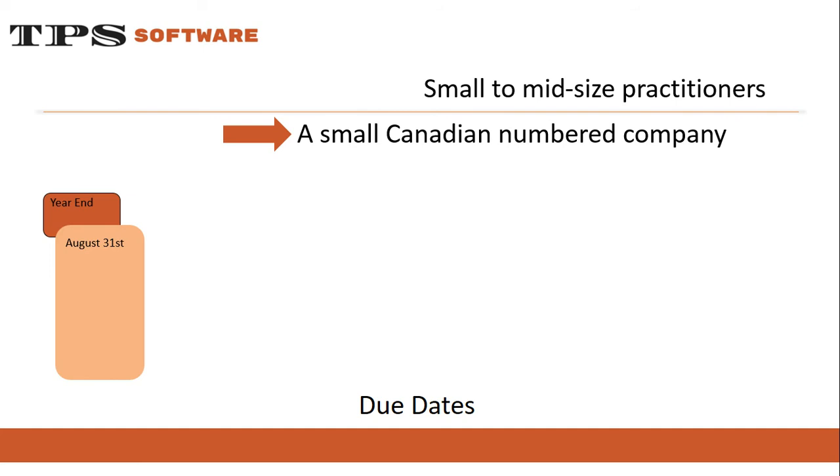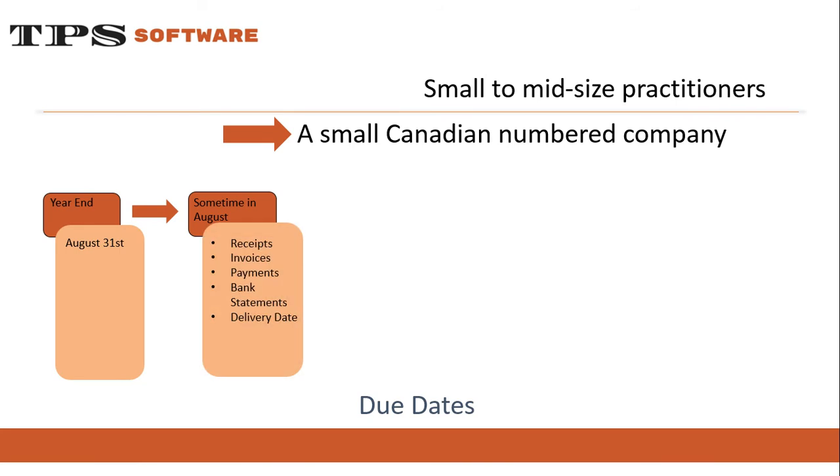In Canada, an August 31st corporation needs to file a return within 6 months. So that's the end of February. If taxes are owed, then the payment is due within 3 months, which would be November 30th. But we'll presume this client will have no taxes due. So that means to the accountant that sometime in August, he has to notify the client that their year end is approaching and remind them of all the documents that are needed, like receipts, invoices, all the payments, as well as the bank statements and the date when that should be delivered.